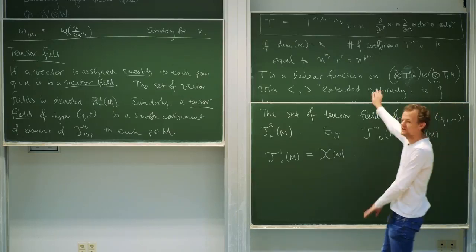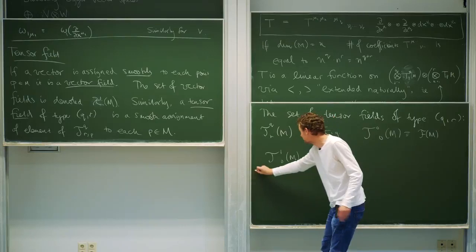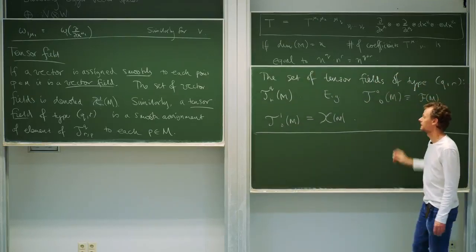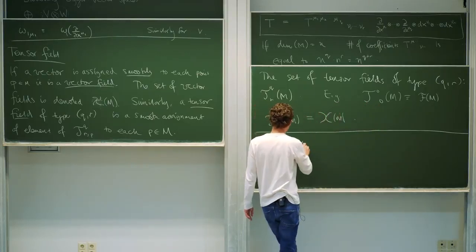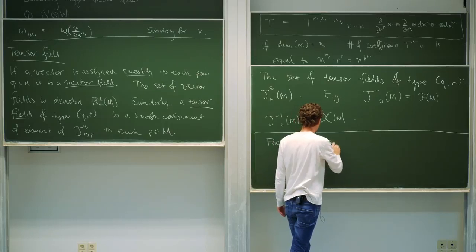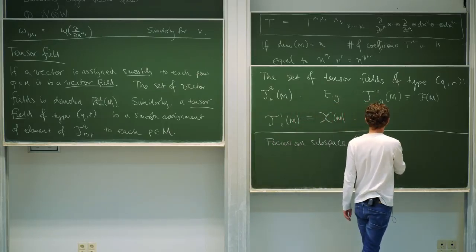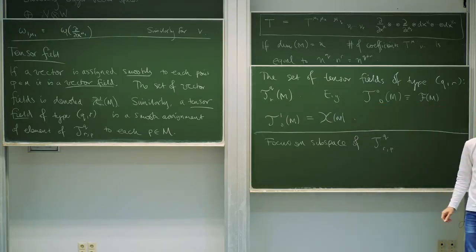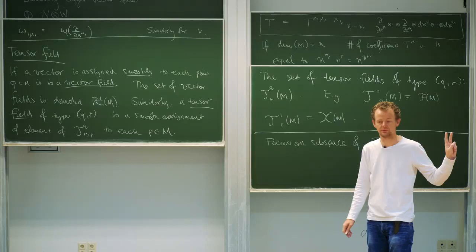All right, this set of tensor fields is too big for us. It's too big for what we want to do. We're going to focus now on a subspace of T. It turns out that whenever you take the tensor product of some vector spaces, you always get two natural subspaces for free.